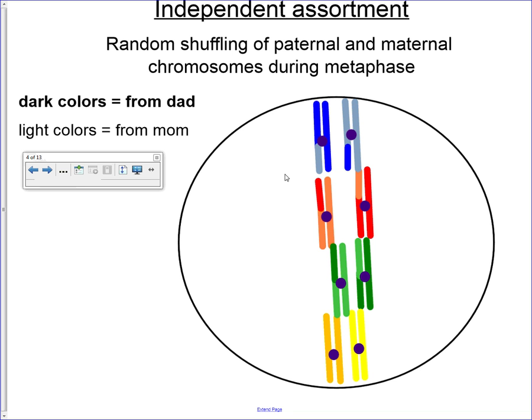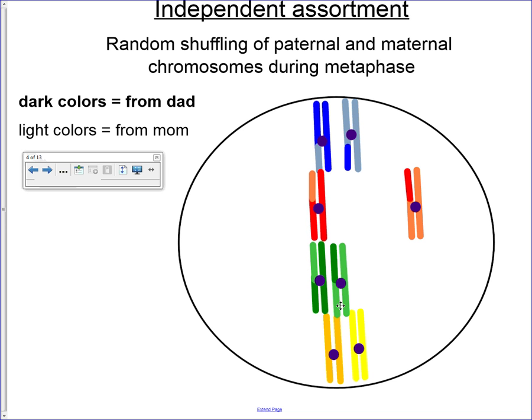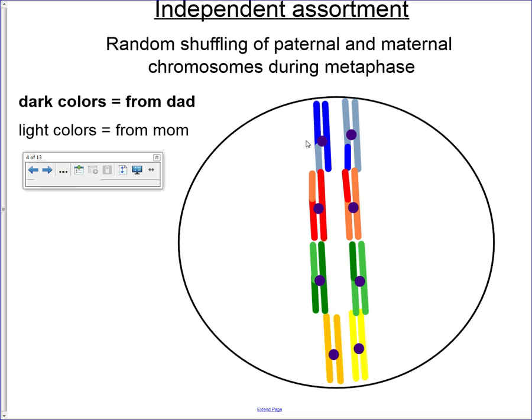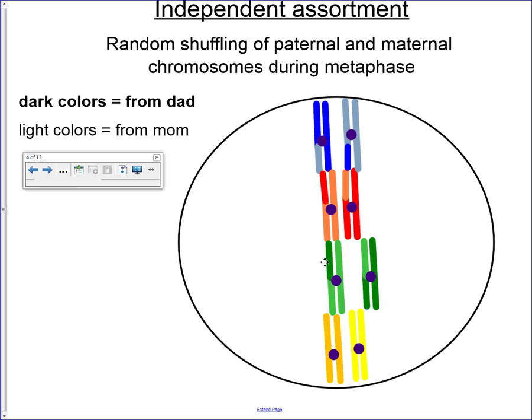So for example, if all the dark colors are from dad and all the light colors are from mom, you could arrange it so that all the dark colors are on one side and all of the lighter colors are on the other side. This would make it so that when the cell divides, these four sister chromatids would be all the genetic information from your father, and these would include all the genetic information from your mother. But what really happens is that these chromosomes are independently aligned, or independently assorted, to make a mixture of your mom and dad's chromosomes when the cell divides.